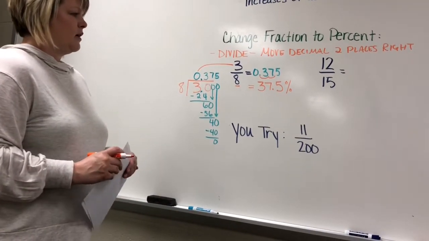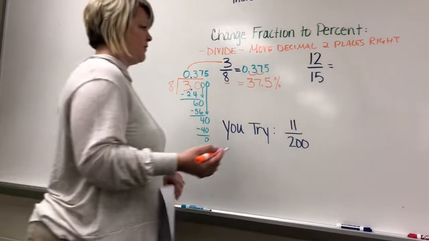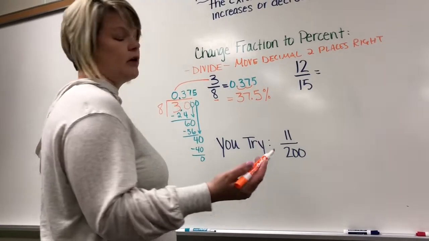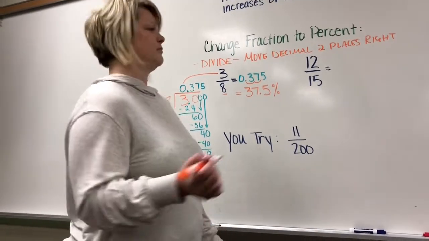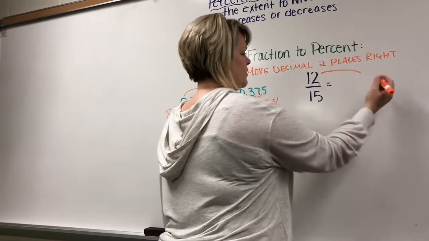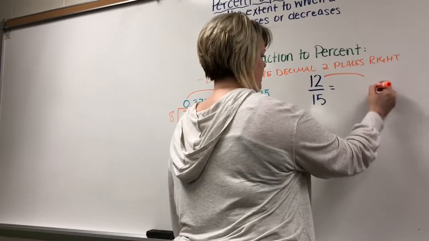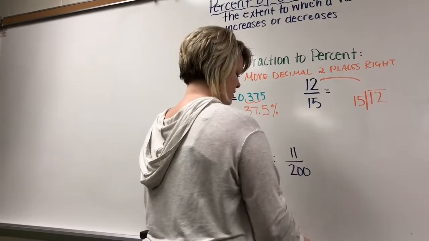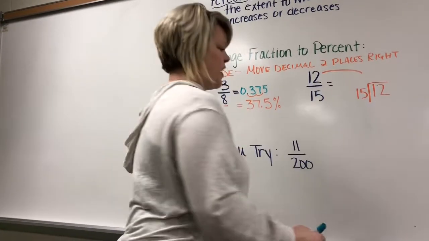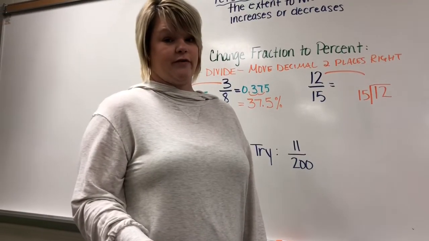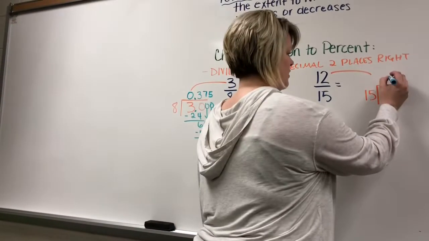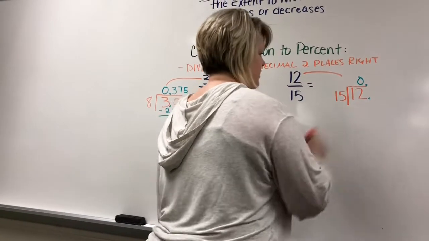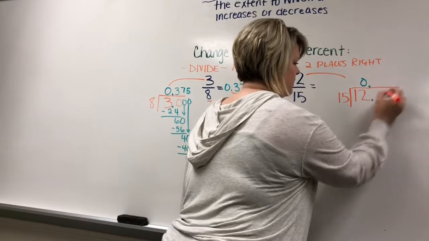Okay? I want you to try this one with me. As I'm talking through it, think through it. Think about what would you do. First of all, I'm going to do division. My top number goes inside, and then my bottom number's on the outside. Obviously, can 15 go into 12? No. It's a 0. My decimal there, my decimal there. Looks like I need to extend my line here just a little bit.